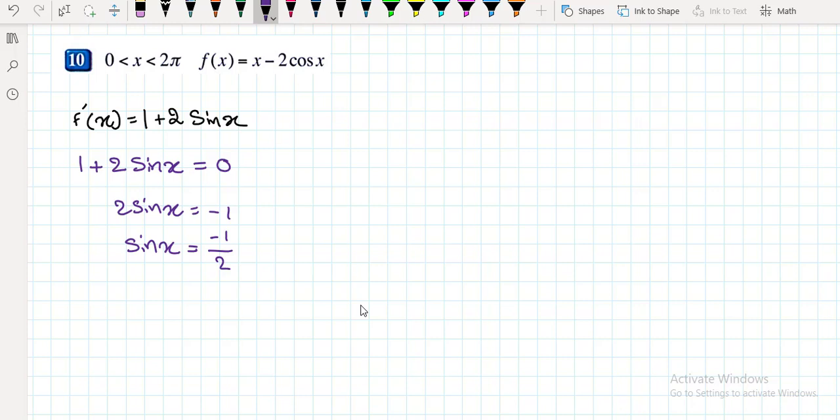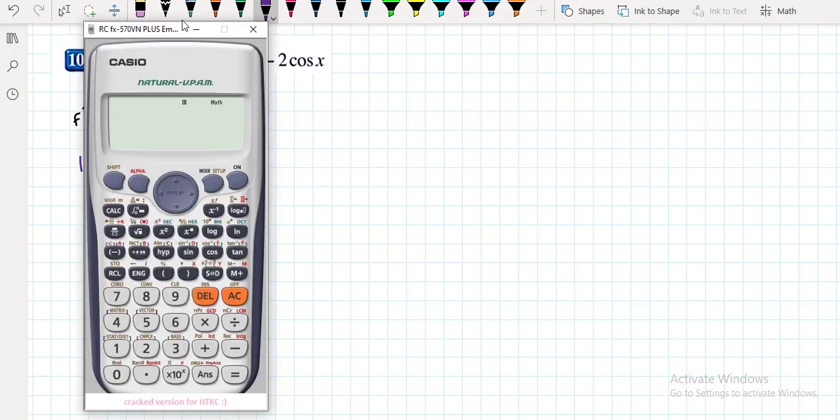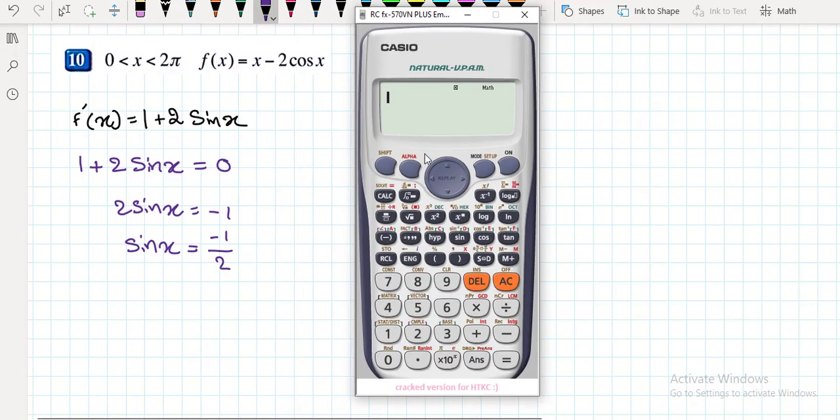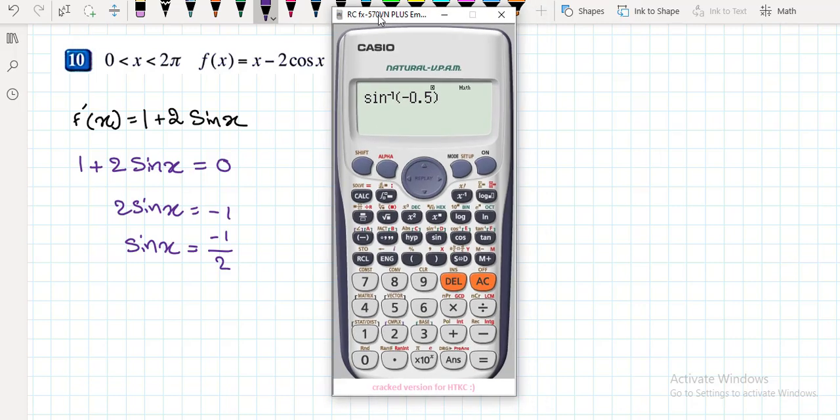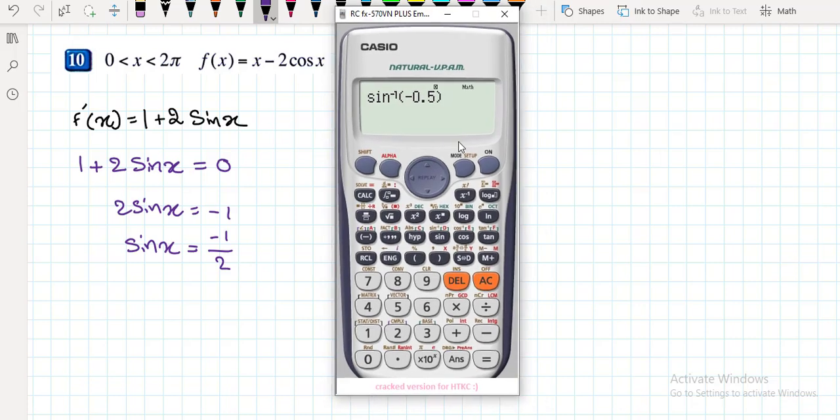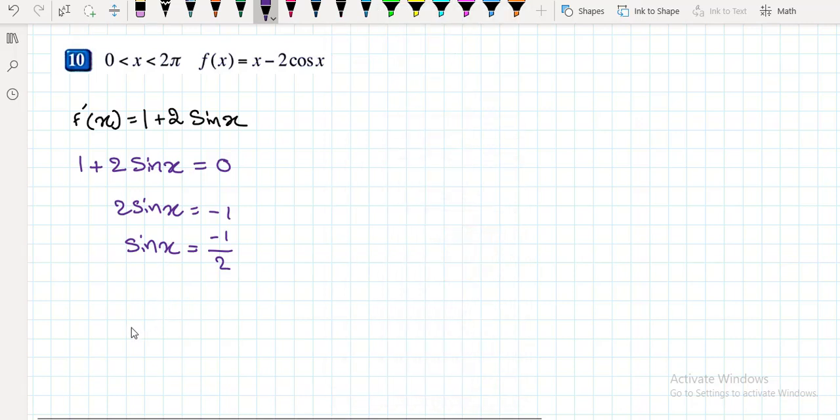What's missing is x, that's the angle. I need to use sine inverse. Use the calculator: shift sine negative 0.5. And don't make any drama at this point. Don't say this calculator is not allowed for me. Your calculator can do this, definitely. Shift sine negative 0.5 is equal to negative 30. This negative 30 is the value of x.